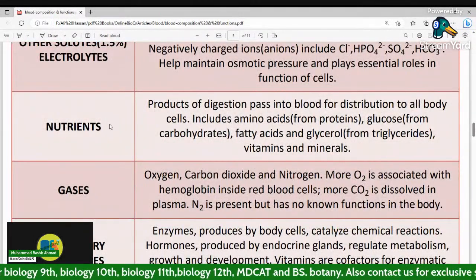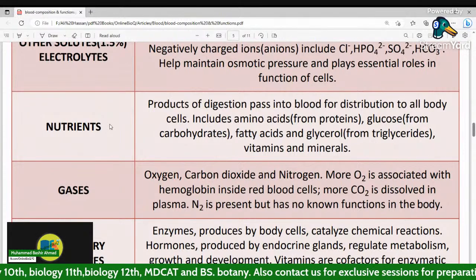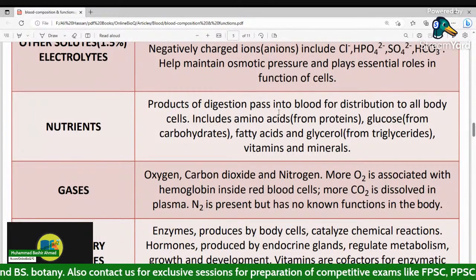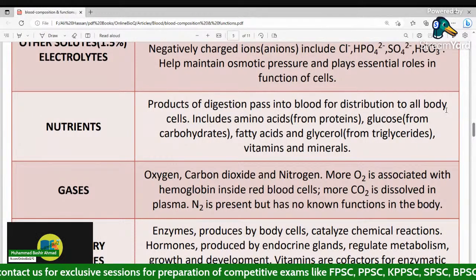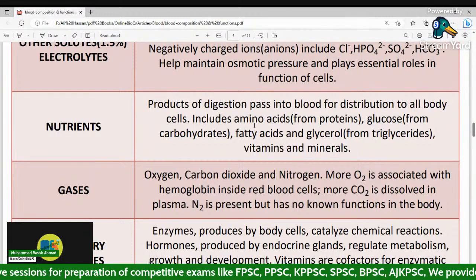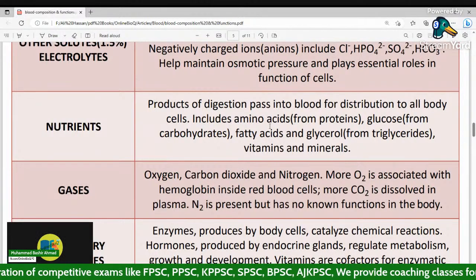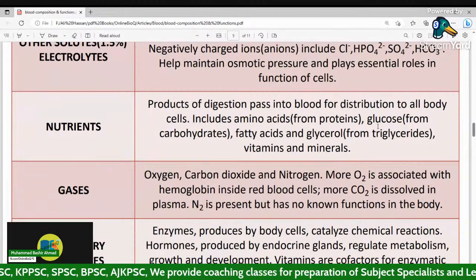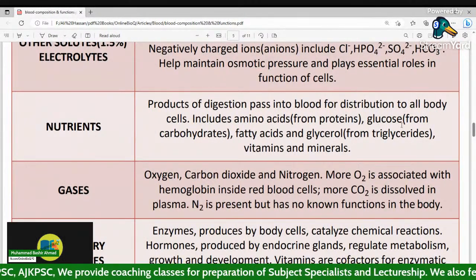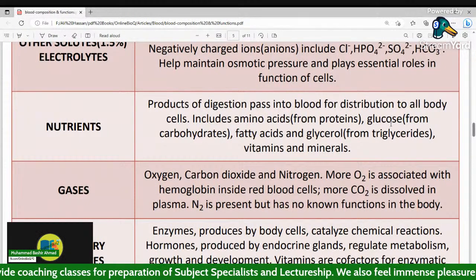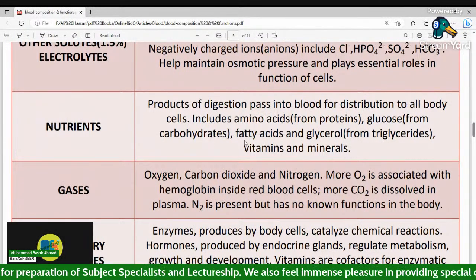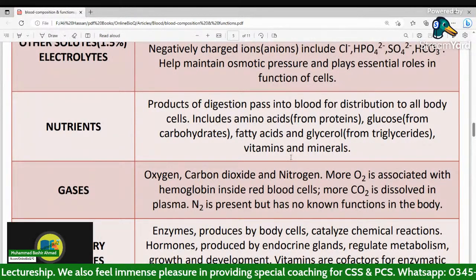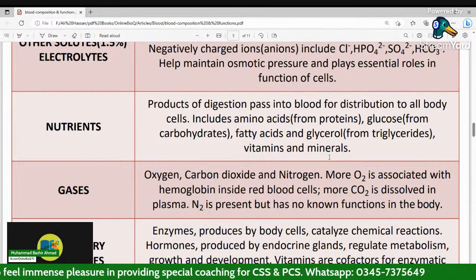Nutrients are the next component of solutes in blood plasma, and these are the products of digestion that pass into blood for distribution to all body cells. These include amino acids, which are the digested products of proteins, glucose that is yielded from carbohydrates, fatty acids and glycerols that are yielded from triglycerides, vitamins, and minerals.